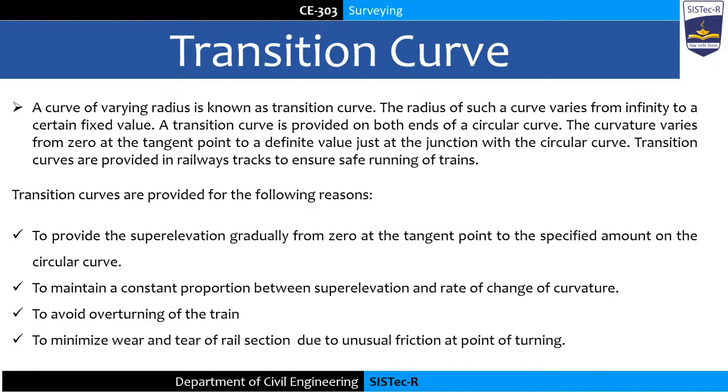The curvature varies from 0 at the tangent point to a definite value just at the junction with the circular curve. Curvature की value 0 होती है tangent point पर जहाँ से curve start हो रहा है, and to a definite value just at the junction with the circular curve.